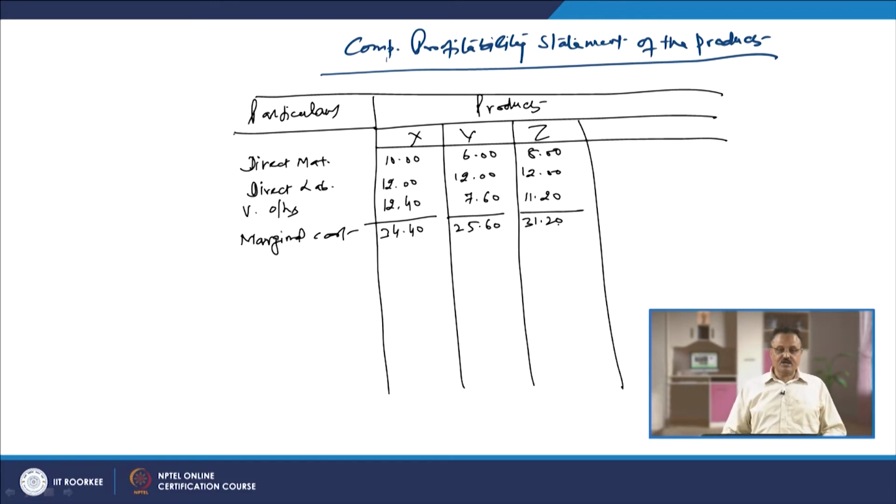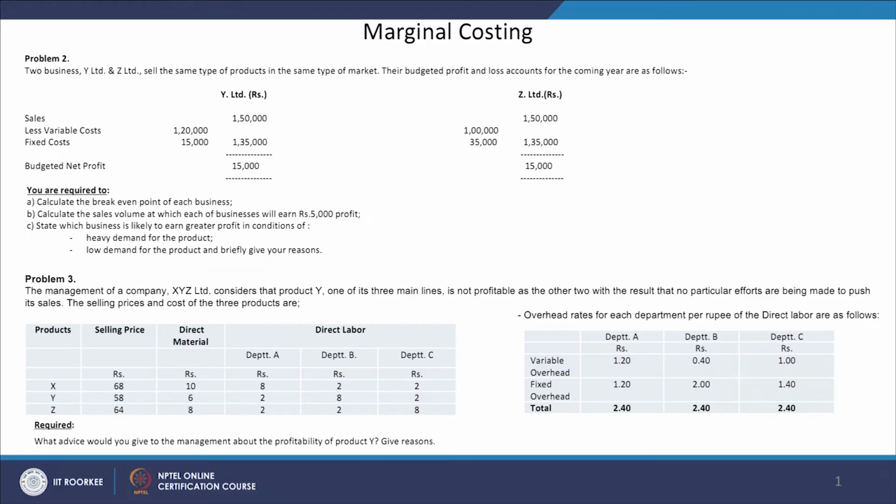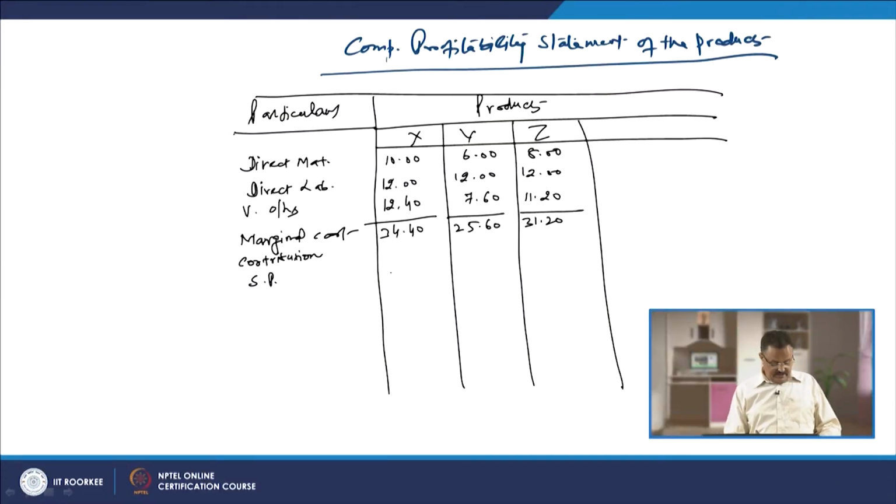Now you have to calculate the contribution. So we write here contribution, and to calculate the contribution you need the selling price information. What is the selling price? Selling price for X is 68, for Y is 58, and for Z is 64. So we are putting here 68, then in the second case 58, and in the third case 64, right.